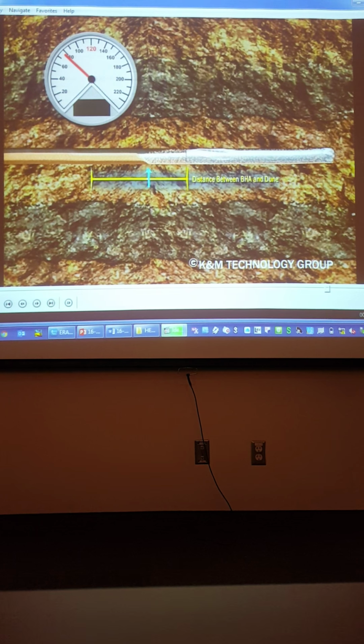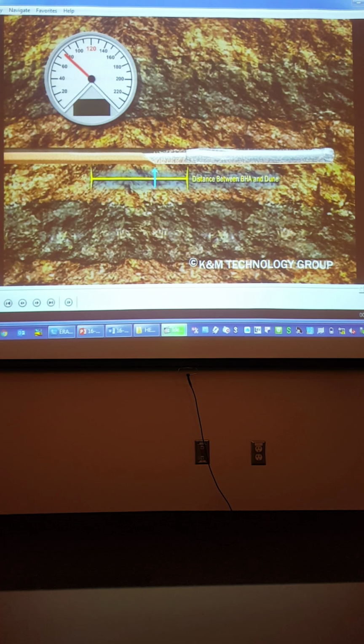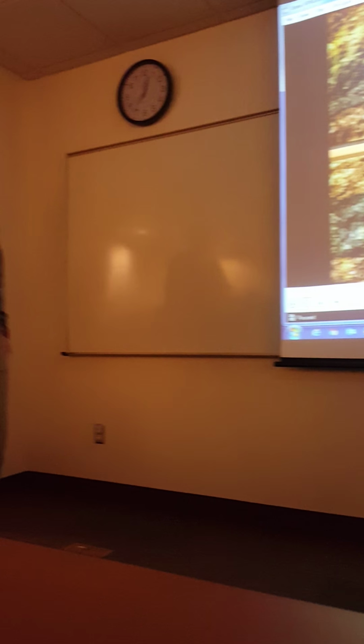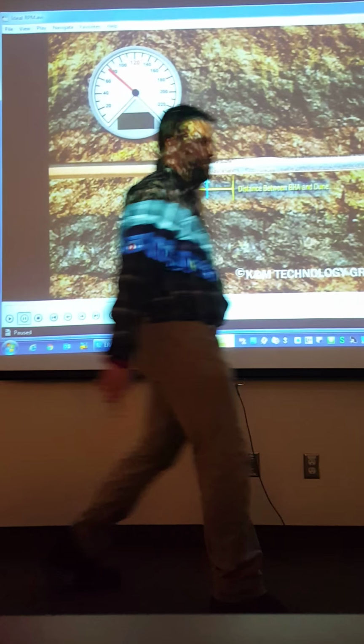There's this thing called saltation flow that happens in the lateral. And so there's a static lower layer and then an upper moving layer. But the upper moving layer requires some rotation to encourage it to move.